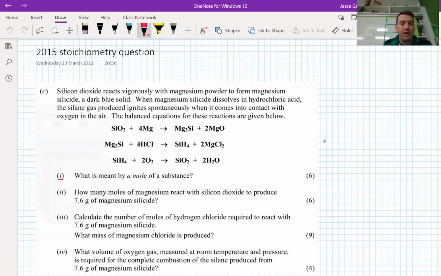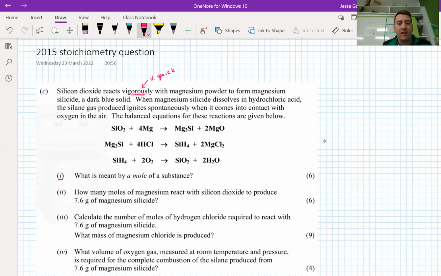It says silicon dioxide reacts vigorously. This just means violently or very quickly. So lots of gas, lots of noise maybe, with magnesium powder to form magnesium silicide, a dark blue solid. I don't think that's important, but maybe we'll come back to it later.